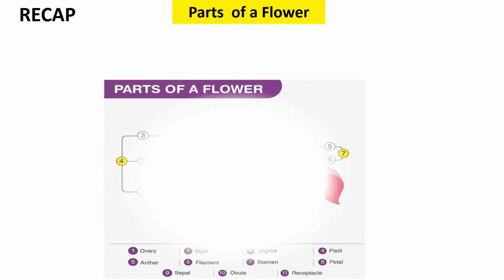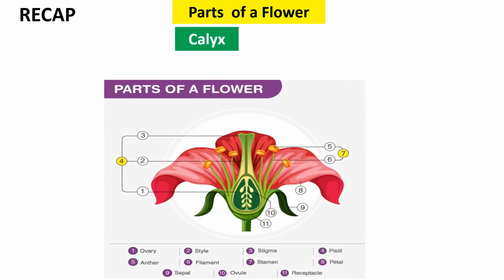We learned that a flower has the outermost part called calyx, which is green in color. Okay, so these green parts are called calyx, which protects the flower in its bud stage. The second part is called corolla, so these are called corollas. Okay, they are also called petals or sepals. Okay, and they are very bright and colorful.